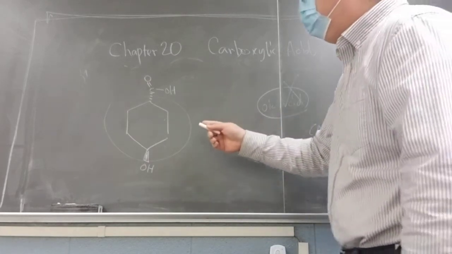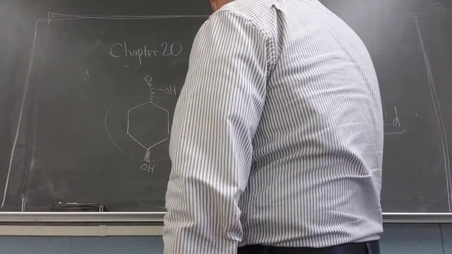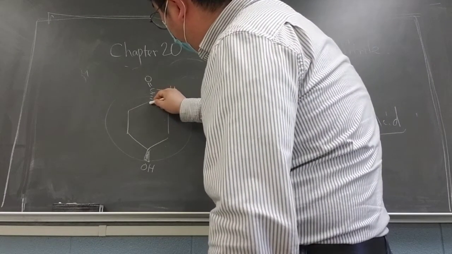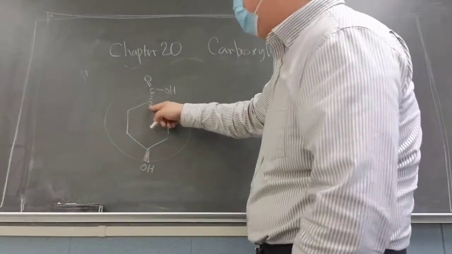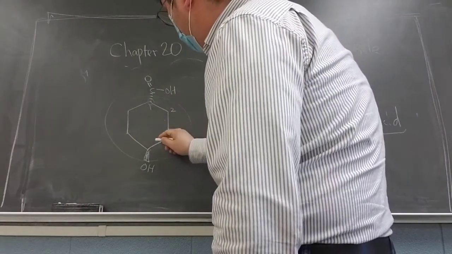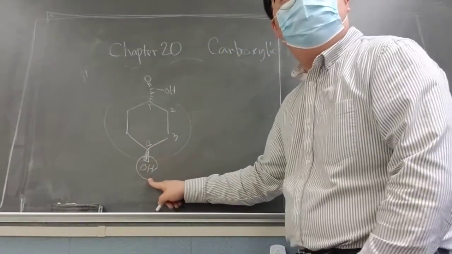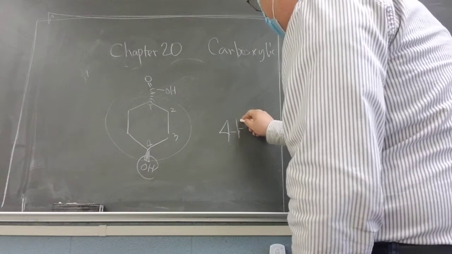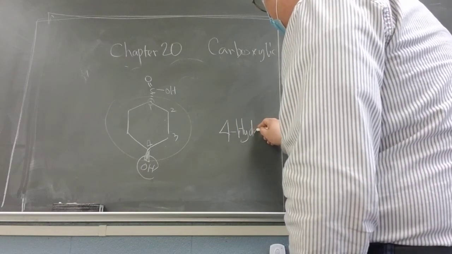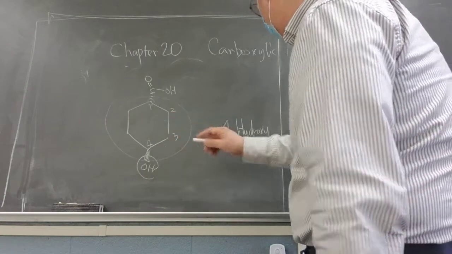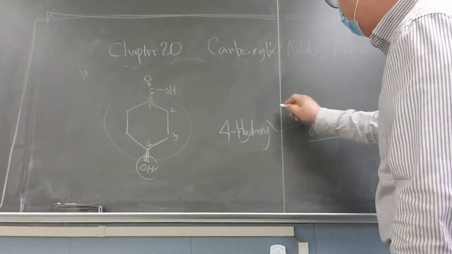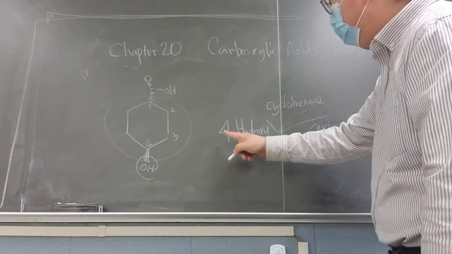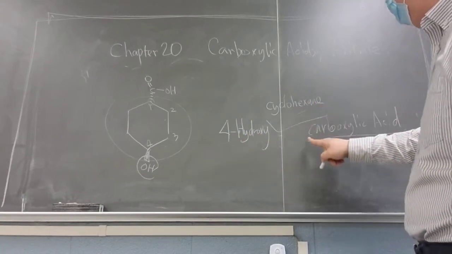Okay, so I'll show you. This one is always 1, 2, 3, 4. Okay, this is where you bond to the carbon here. It's 1, 2, 3, 4, and this is where you have a hydroxy group, right? So it'll be 4 hydroxy, and this is a cyclo. So I'm gonna put cyclohexane. Okay, so it'll be 4 hydroxy cyclohexane carboxylic acid.